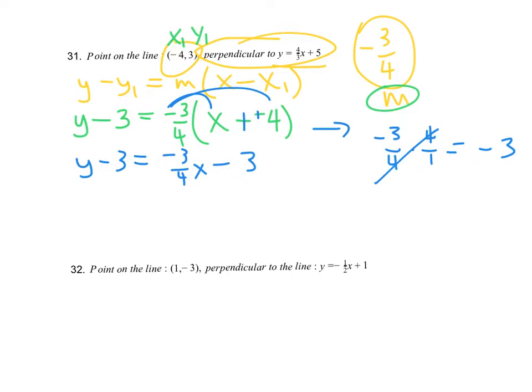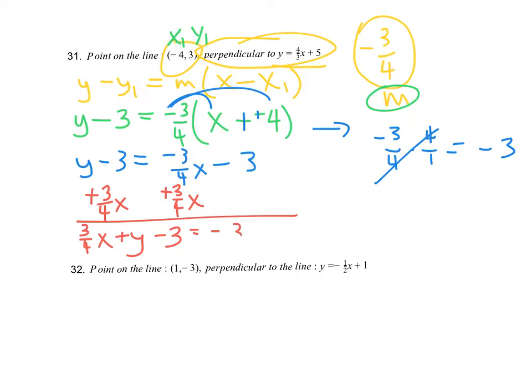Okay, now to get this in standard form, I need to move the x term to the left side and move this other term to the other side. So I need to add 3/4 x to both sides, and that's going to give me 3/4 x plus y minus 3 equals negative 3. And then I need to move the minus 3, so I'm going to add 3. You could have done those at the same time. I'm just going one step at a time. So that gives me 3/4 x plus y equals negative 3 plus 3 is 0.